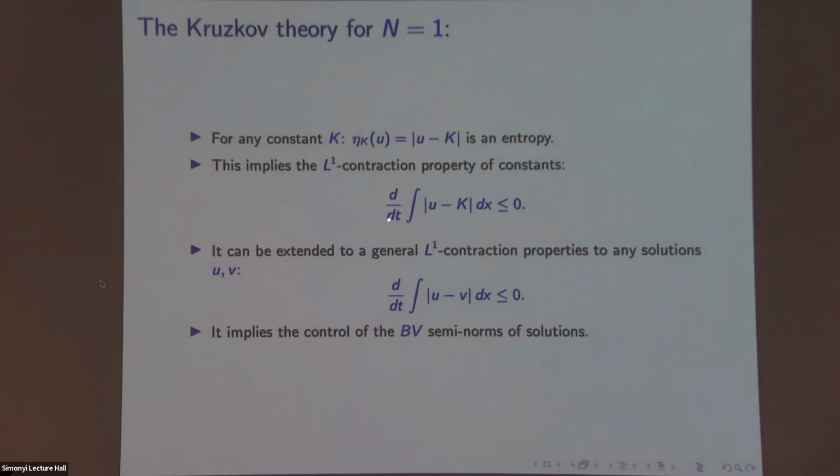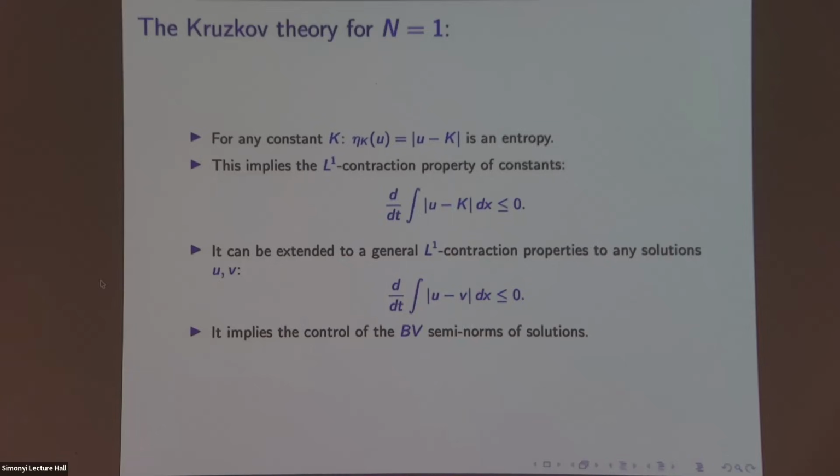It means that it gives, for free, contraction for the L1 norm, right? So your constants actually have a contraction property. And of course, because it's just scalar, you can modulate your constant here and show that when you have two solutions, you have a contraction property. So any BV has a contraction property and everything contracts in L1.